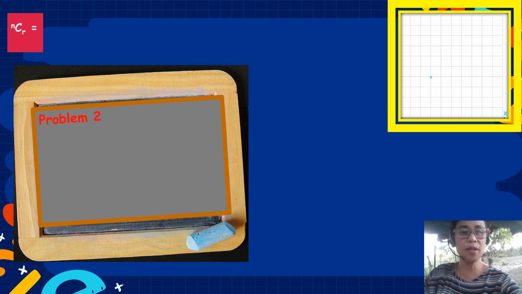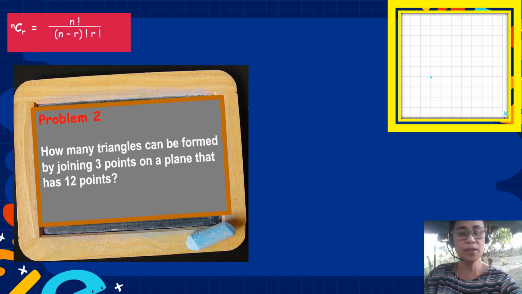Okay, problem number 2. How many triangles can be formed by joining 3 points on a plane that has 12 points? To illustrate this, we have 12 points: 1, 2, 3, 4, 5, 6, 7, 8, 9, 10, 11, 12. Then we choose 3 points to connect to form a triangle.